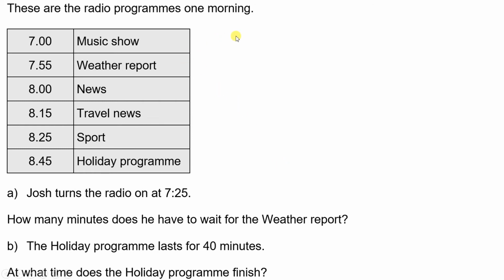These are the radio programs one morning. Josh turns the radio on at 7:25. How many minutes does he have to wait for the weather report? Well, the weather report's at 7:55. 55 minus 25, that's 30 minutes.